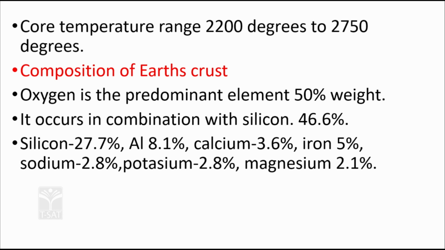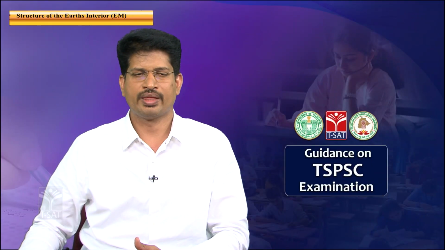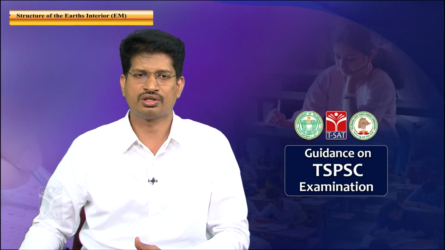50% of the weight of the Earth's crust is because of the oxygen combined with silicon forming minerals. Next to oxygen, it is silicon. It is 27.7%. Aluminum is 8.1%, and calcium is 3.6%. Iron is 5%. Sodium is 2.8%, and potassium is 2.8%, and magnesium is 2.1%. So here, these are the different materials with which the Earth's crust is made up of.